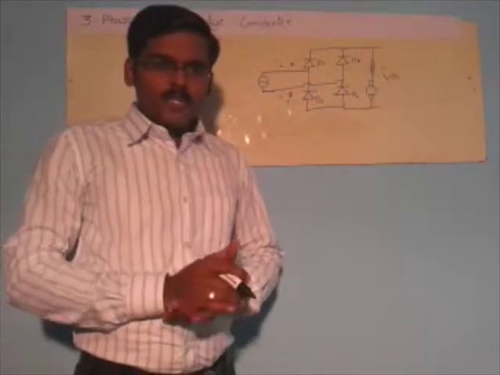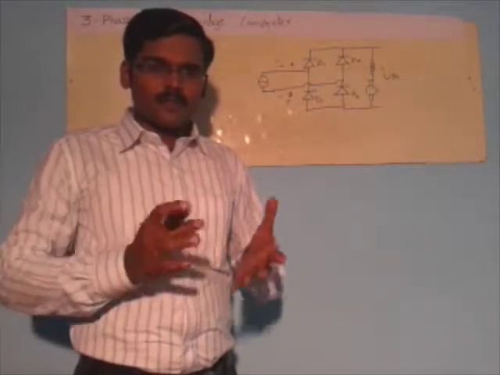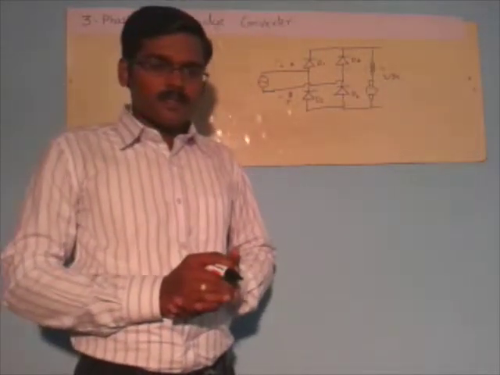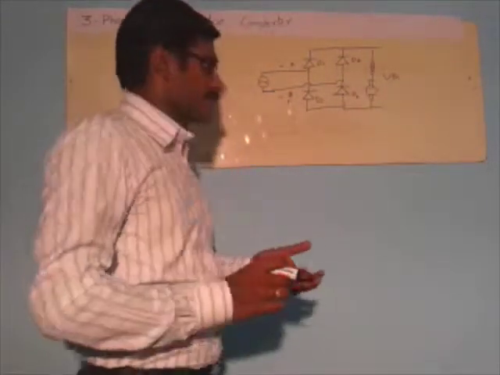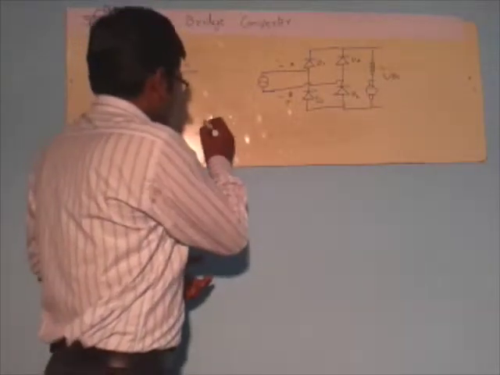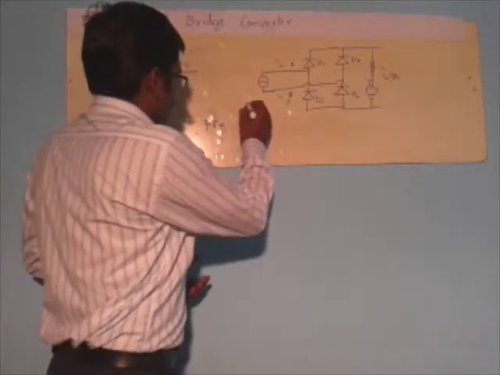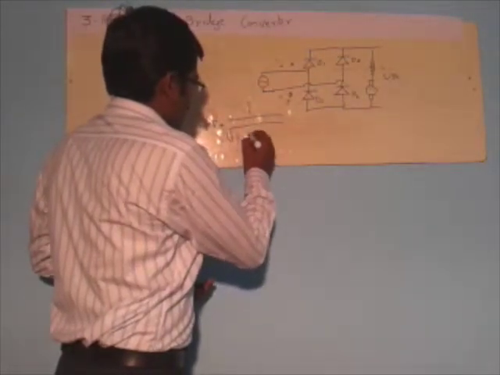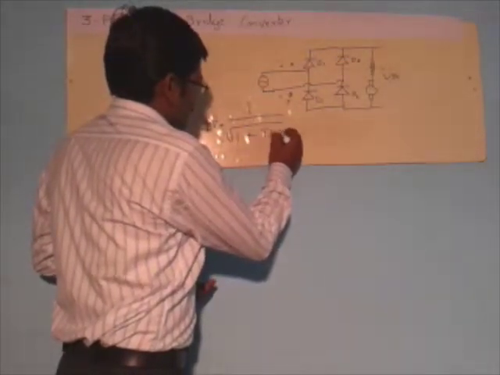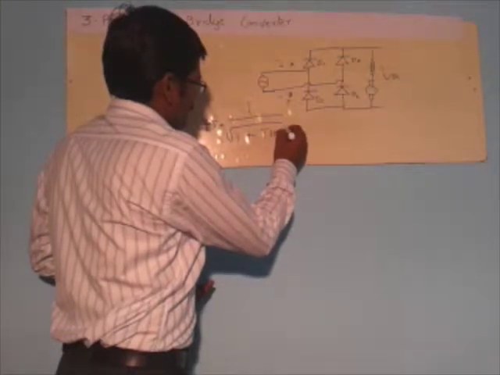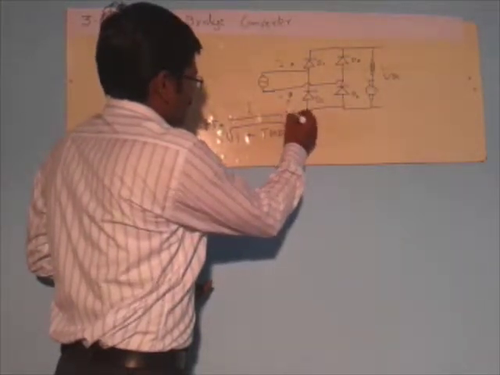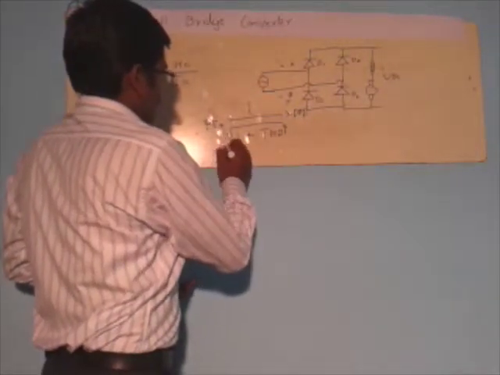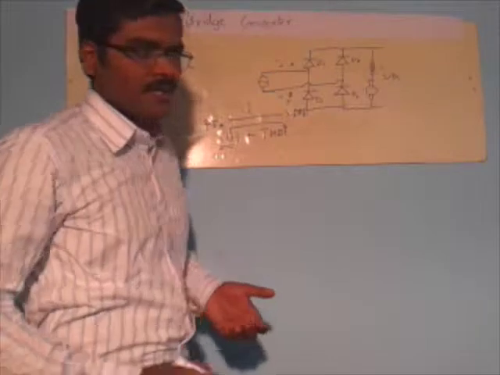THD is very important when we are calculating power factor. In the power factor equation, PF is equal to 1 by under the root of 1 plus THD I square. That is the power factor equation. So THD is very important.